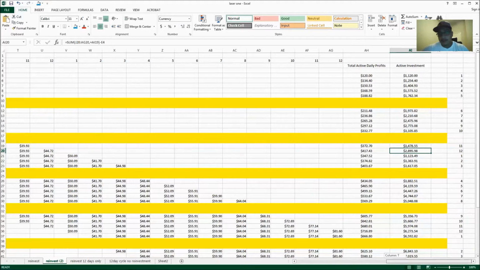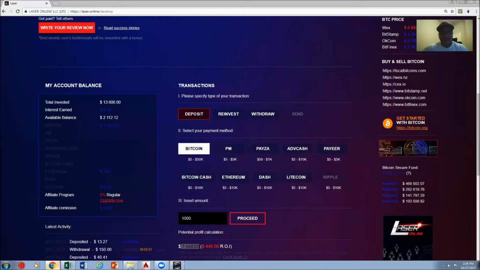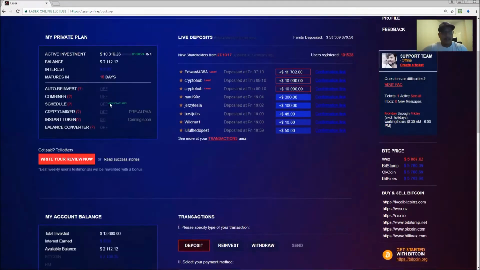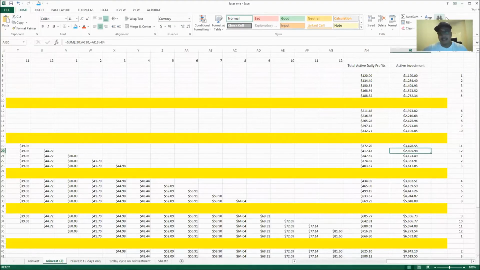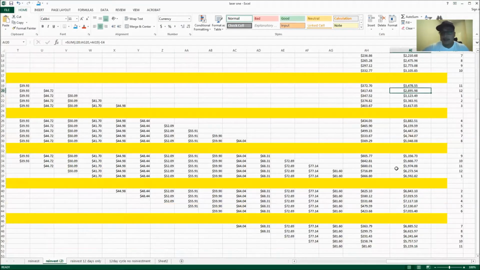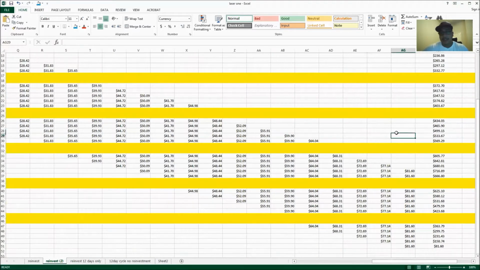See, what people didn't realize, even I thought it at first, I thought that active investment is the money that I have in my account. I'm like, no, you're wrong. What's happening is that you're creating all these transactions, and all these transactions or reinvestments or deposits have different cycles, different transaction cycles, 12-day cycles.